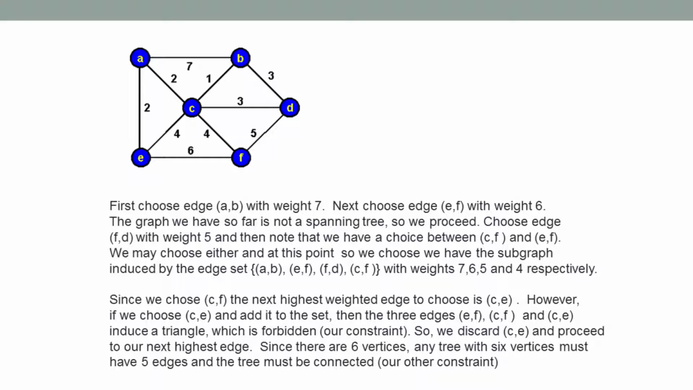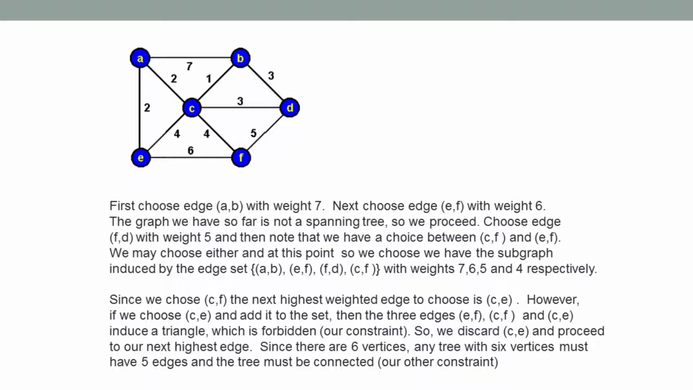The next heaviest weight is the other edge weighing 4. But now our constraint kicks in. If we choose the edge EC, we generate the cycle ECF, which is forbidden. So we can't choose the second edge of weight 4. We discard that edge and proceed.